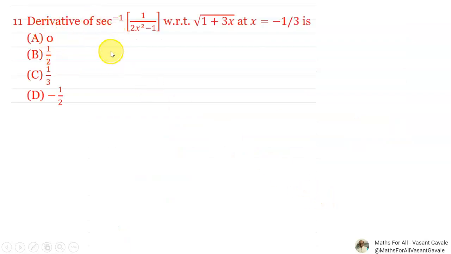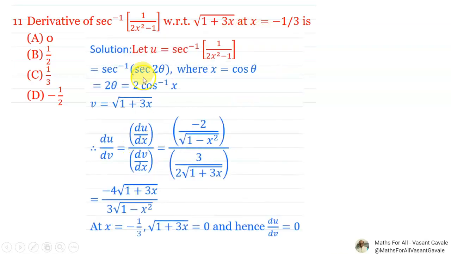Derivative of sec inverse of (1 upon 2x square minus 1) with respect to root of 1 plus 3x at x is equal to minus 1 by 3. Let u is equal to sec inverse of 1 upon 2x square minus 1. Okay, and we make the substitution where x is equal to cos theta. Here we put 2 cos square theta minus 1, then you will get cos of 2 times theta, its reciprocal sec of 2 times theta, and then sec inverse of sec of 2 times theta is 2 theta.